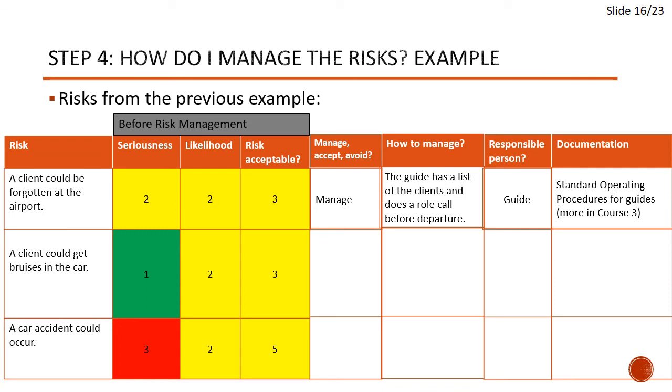A client could get bruises in the car. Do we want to manage, accept, or avoid the risk? Since it's also only a maybe acceptable risk, we decide to also manage it. How do we manage this? For example, the driver and guide could remind everyone to put on their seatbelts before departure. If clients have their seatbelts on, they won't bump against things in the car as much.